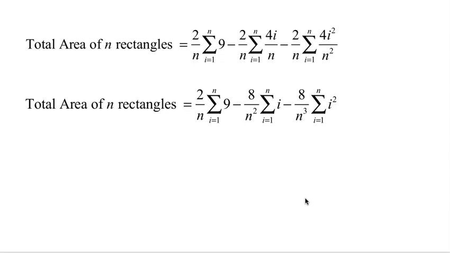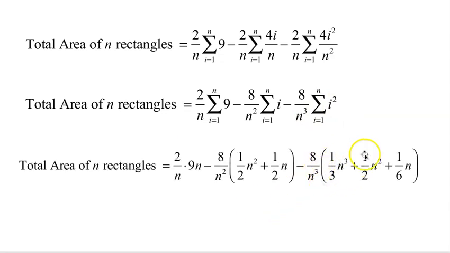And we're almost finished. So we need to figure out what is the sum as i goes from 1 to n of i, what is the sum as i goes from 1 to n of i squared, what is the sum as i goes from 1 to n of 9. These are things that we looked at before. Sum as i goes from 1 to n of 9: 9 plus 9 plus 9 and so on is 9n. Sum as i goes from 1 to n of i, what do we say that was? A half n squared plus a half n. Sum as i goes from 1 to n of i squared was what? A third n cubed plus a half n squared plus a sixth n.